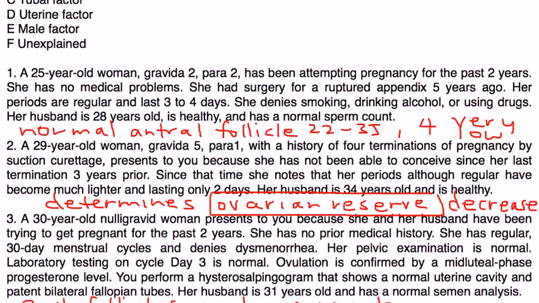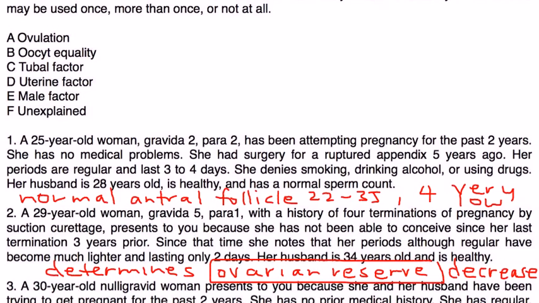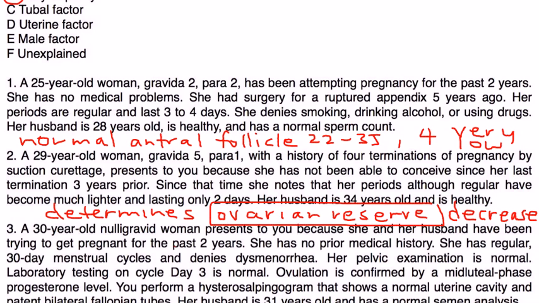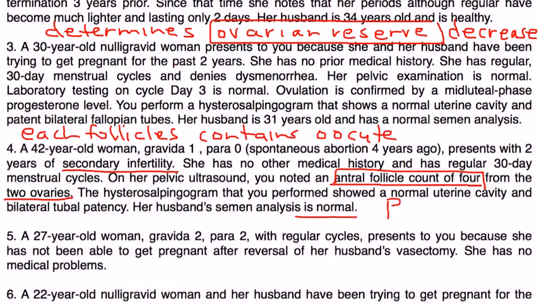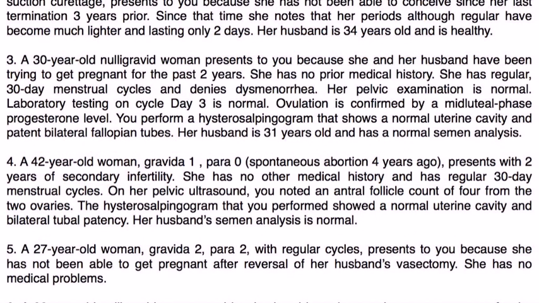And which one of those choices would this be? This would probably be choice B, which is oocyte quality problem. So number 4 is B. And then number 5, a 27-year-old woman, gravida 2, para 2, with regular cycles, presents to you because she has not been able to get pregnant after reversal of her husband's vasectomy. She has no medical problems.